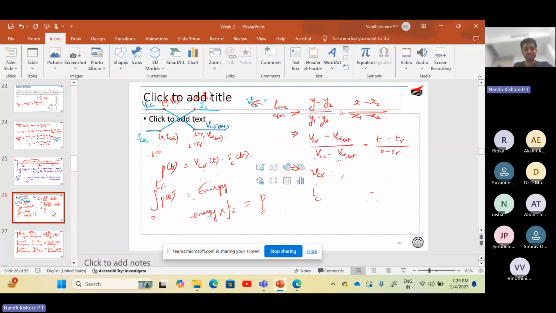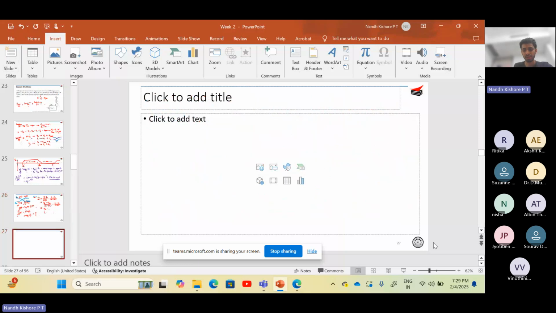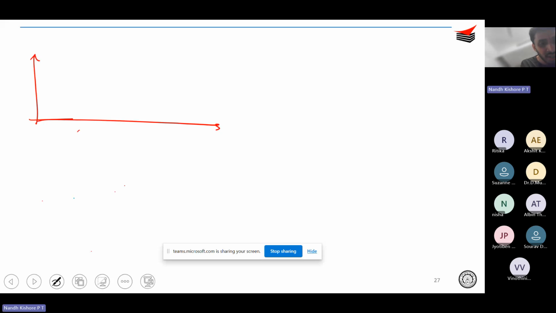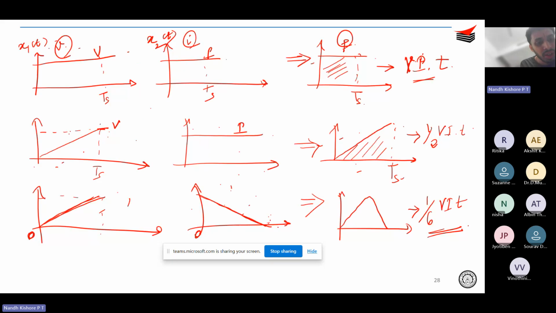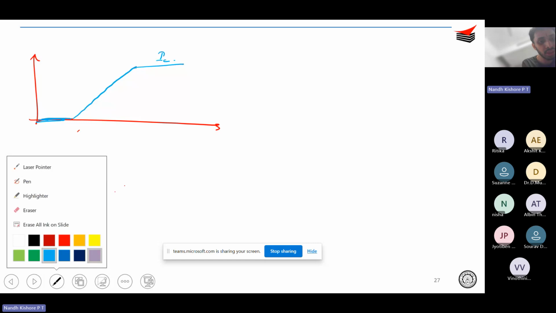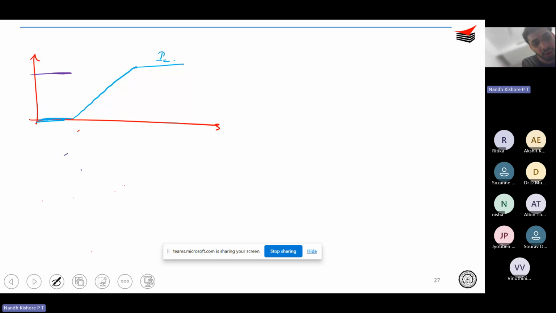Okay, so now we will go back to our original thing. Let me add a new slide. What are we telling? During TR, your current increases from ICE naught to IC. However, for using this formula, we assume that ICE naught is very small, almost 0. And the same thing applies for VCC as well: from VCC, it goes to a value which is almost 0.